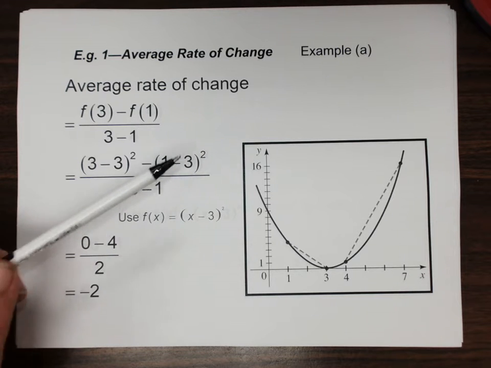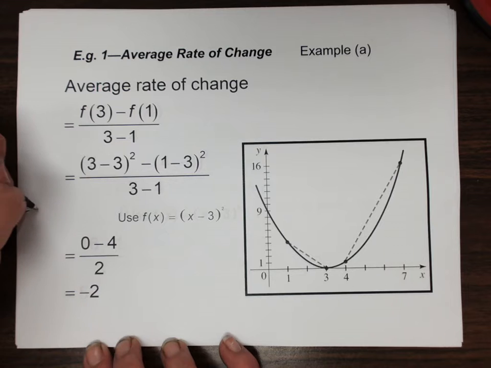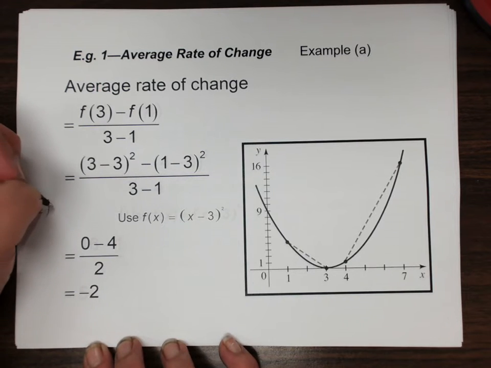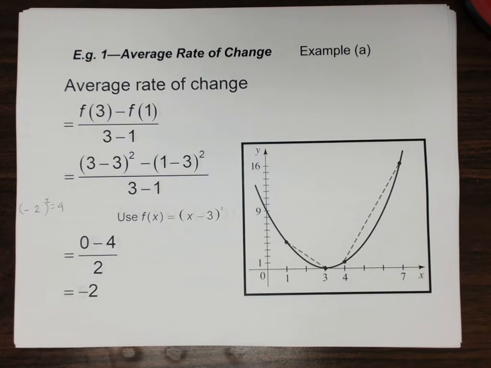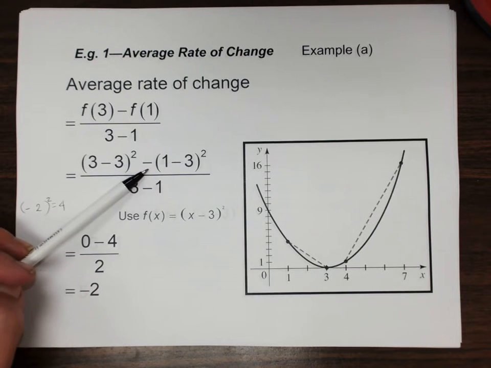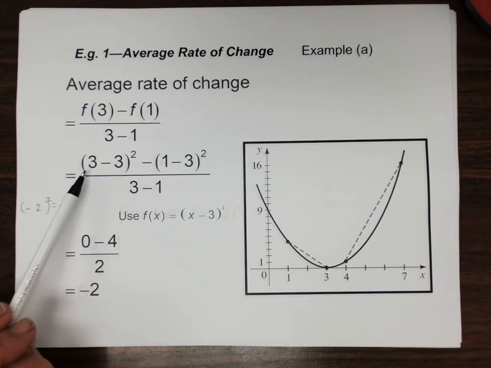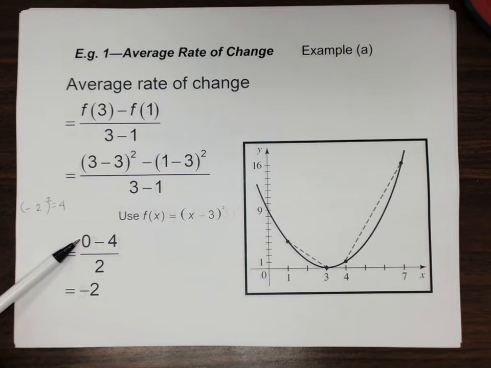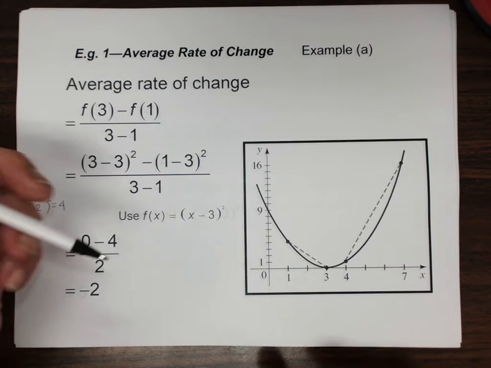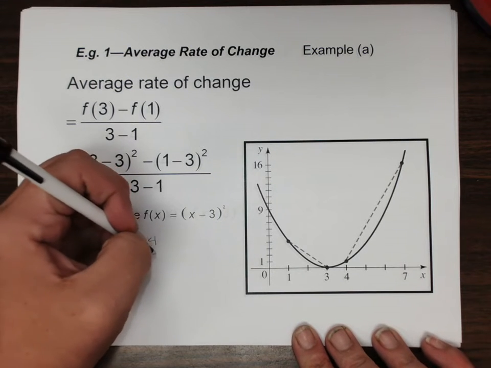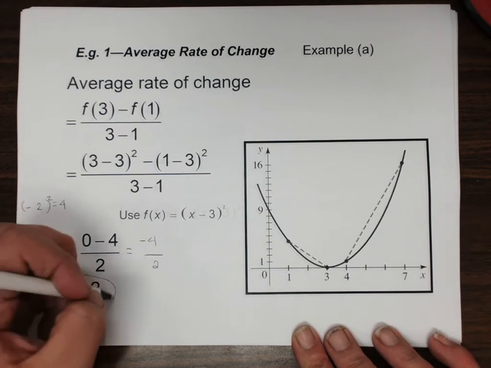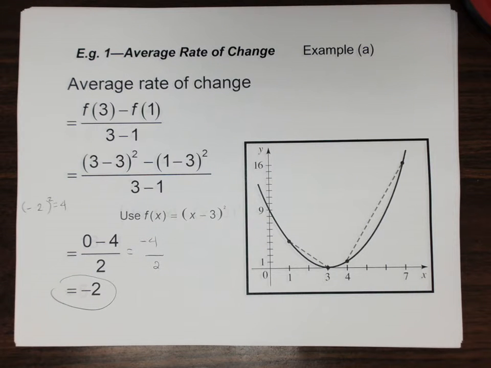But then recall that when we square negative 2, we're going to get positive 4. Anytime you square a number, you'll always get a positive value. We're still subtracting that, though, so let's be careful with the sign errors. So we end up getting 0 minus 4 on the top. And then 3 minus 1 is going to result in 2 down here. So this is equal to negative 4 over 2, which indeed results in a slope of negative 2.